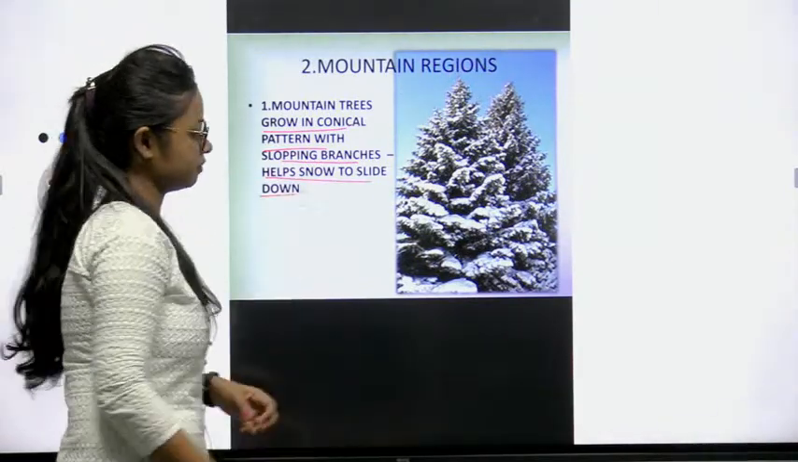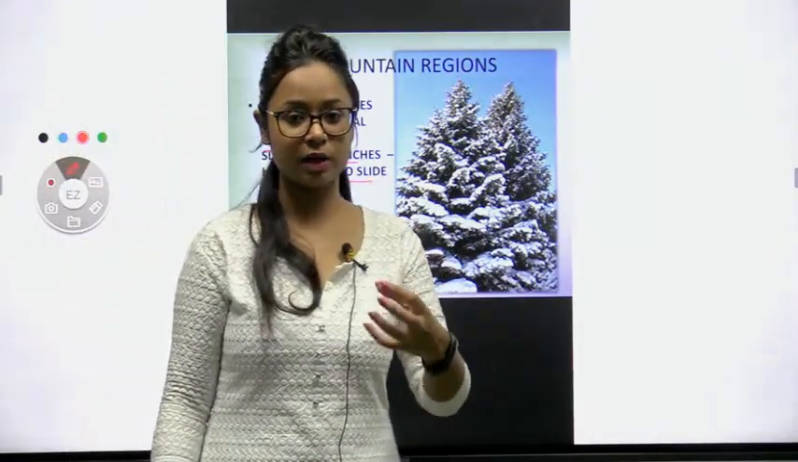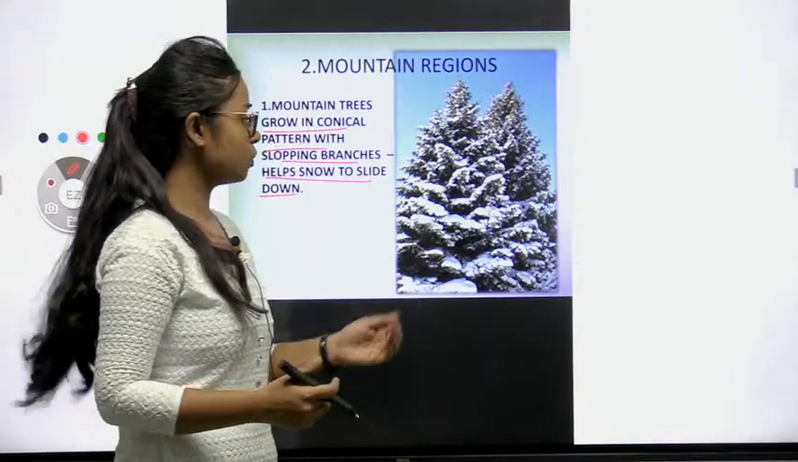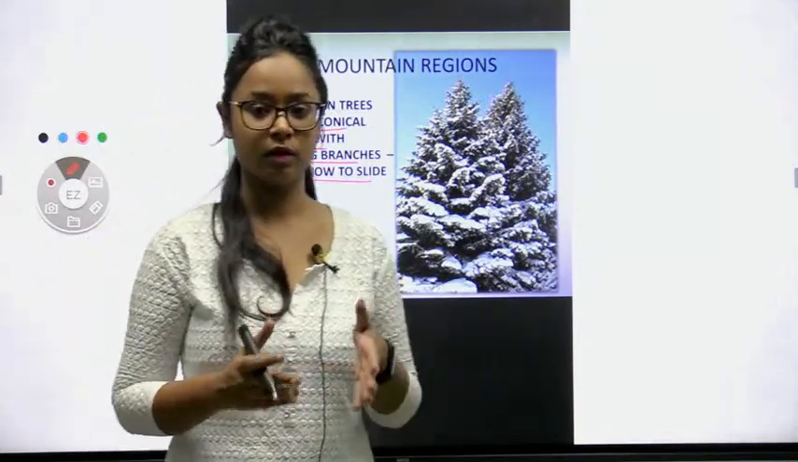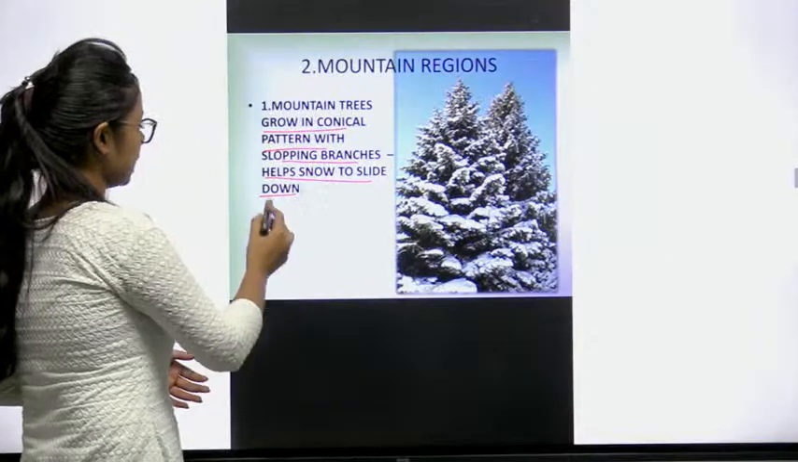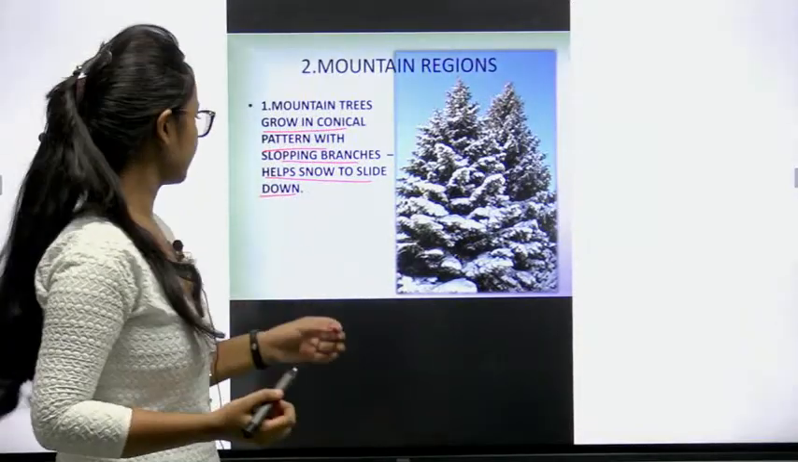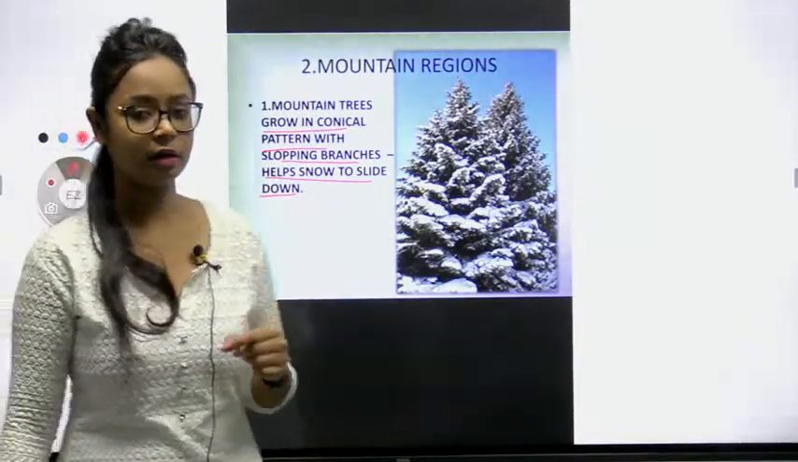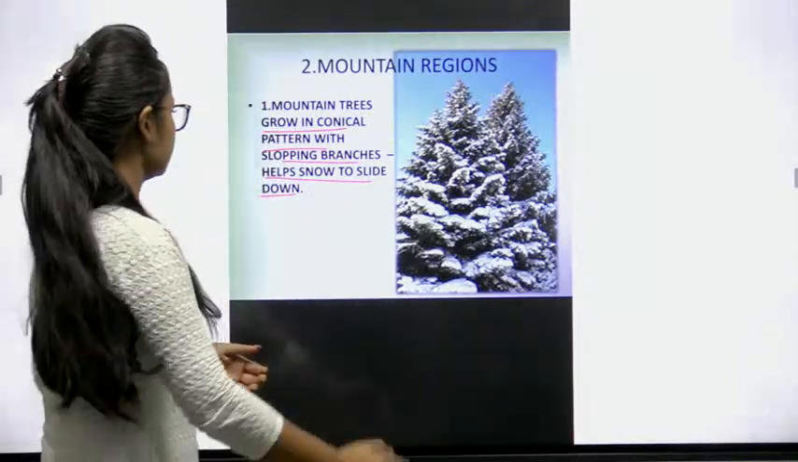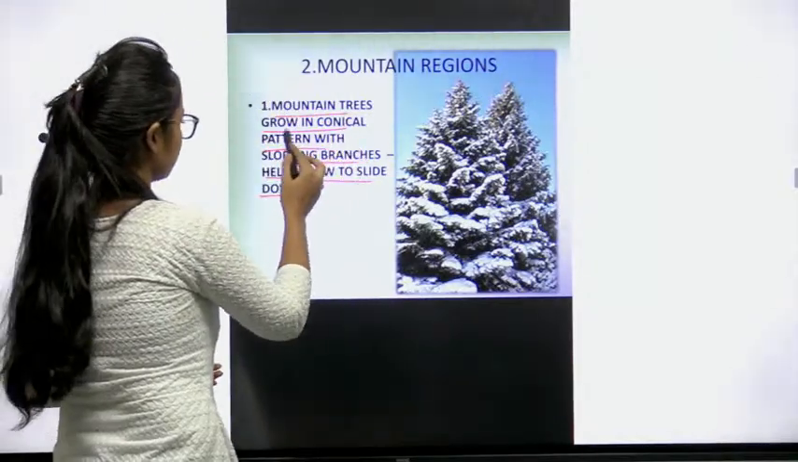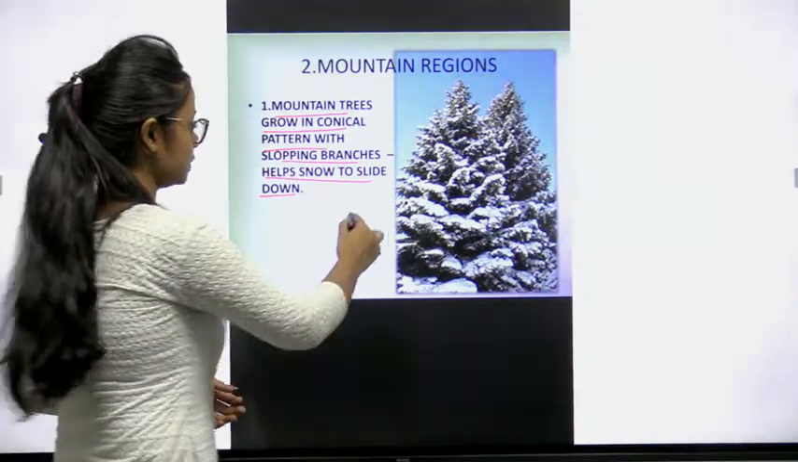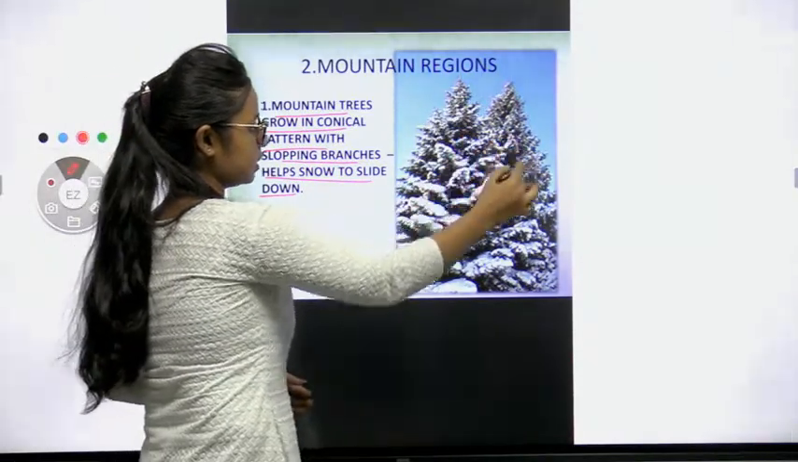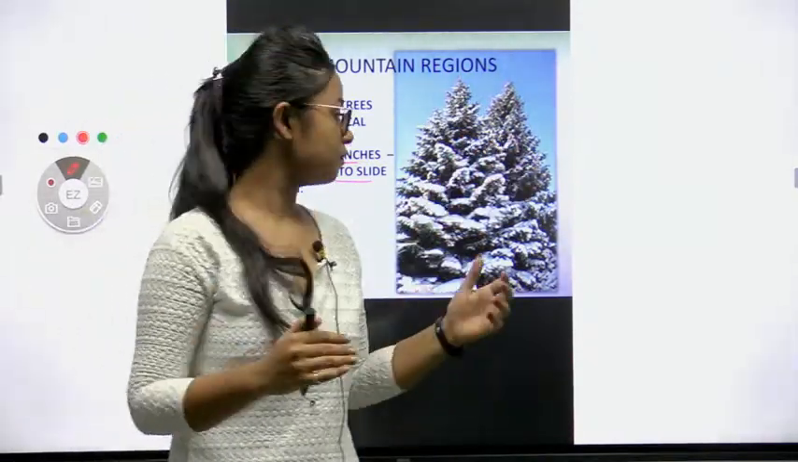It helps to tell when the snowfall will come. What will happen? The snow will slide off from their leaves. Clear? Now, their leaves are turned into spines. So mountain trees grow in a conical pattern. They always grow in a conical pattern, and they always grow on mountains.